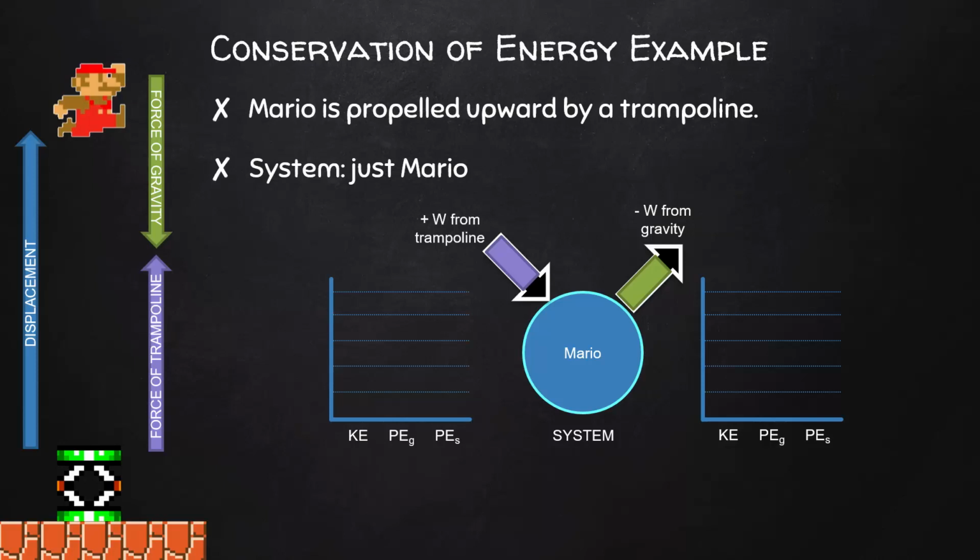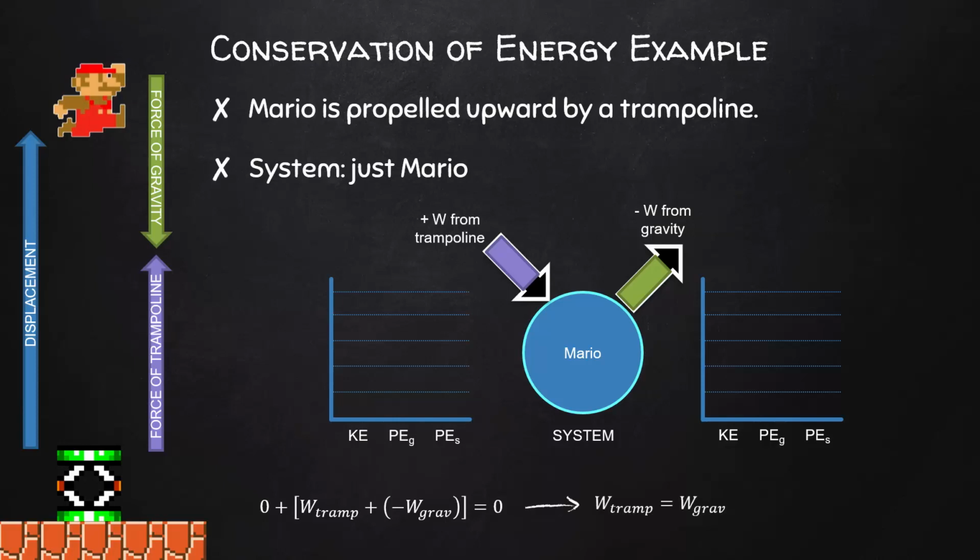Now that we understand what's true about the energies and the work done in this problem, we can set up a conservation of energy equation. There's zero energy to begin with, and then there's a combination of positive work from the trampoline and negative work from gravity. We also know that we end up with zero energy in the system.